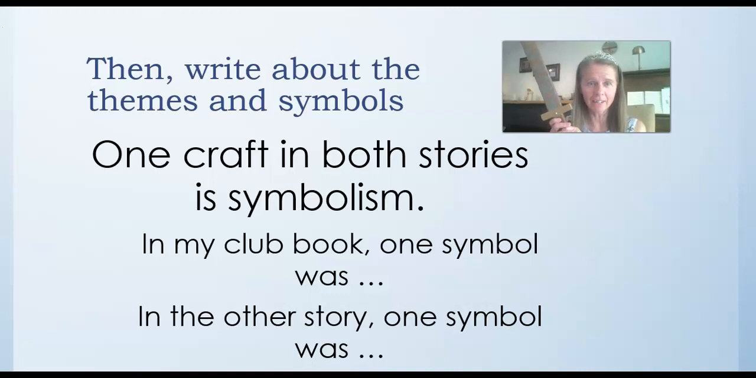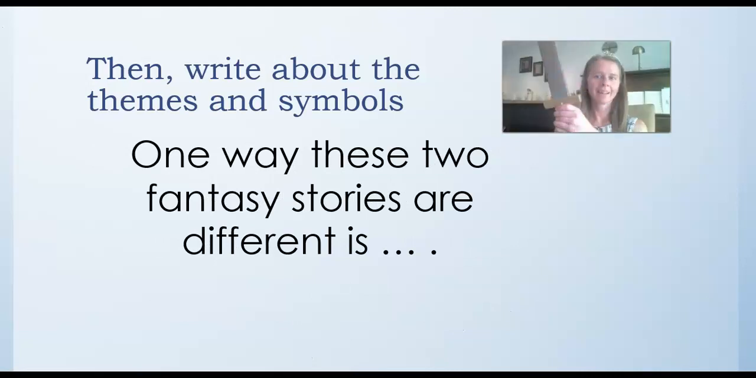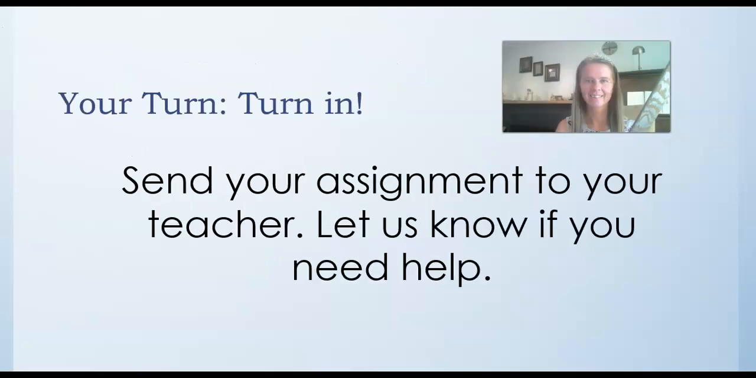Continue writing about similarities as you write about craft. One craft in both stories is symbolism, and then give examples. In my club book, one symbol was, tell what it represents, and then in the other story, one symbol was, tell what it represents. After you've written about the similarities, just tell a couple of differences. One way these 2 fantasy stories are different is, and turn it in. Send your assignment to your teacher. Let us know if you need help.